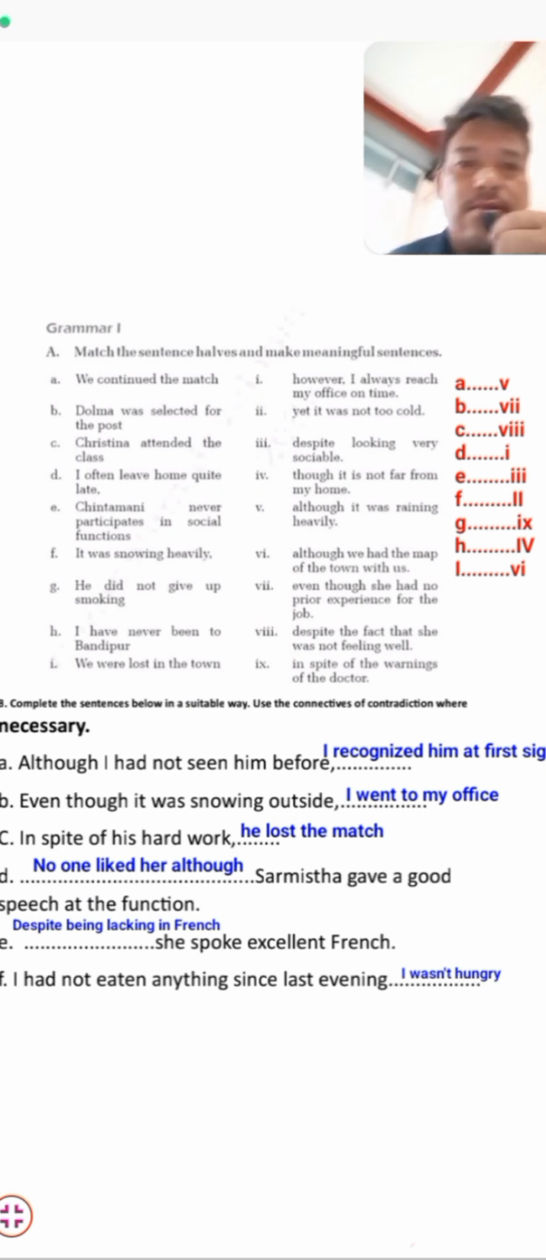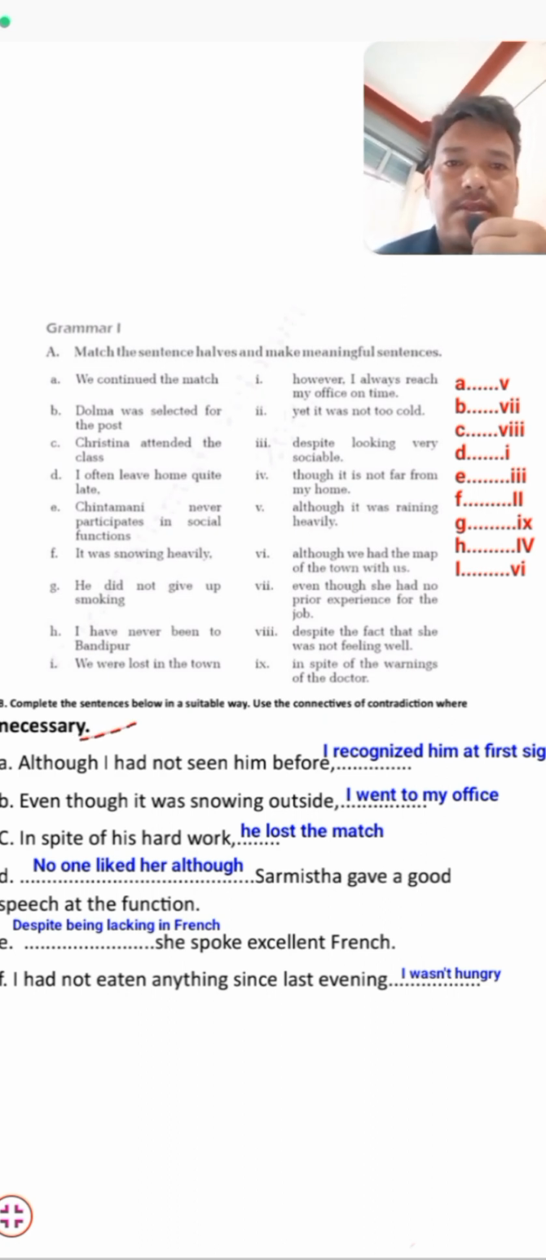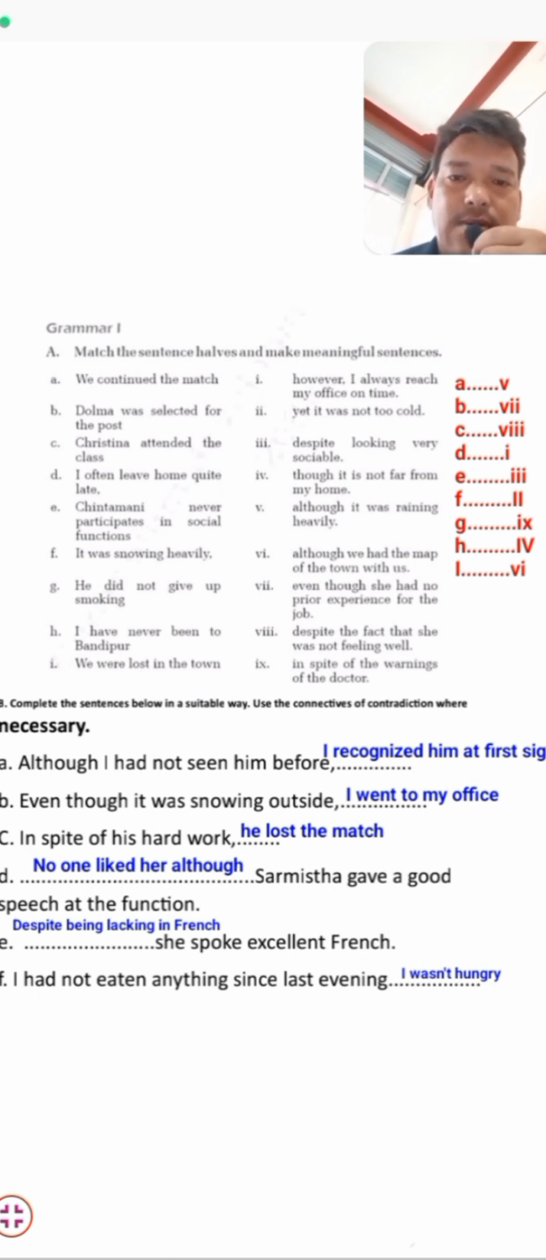So, students, you can write and you can see here, and now we move to the next exercise, B, that is: complete the sentences below in a suitable way. Use the connectives of contradiction where necessary. So here, although and even though are the words which we are going to use to fill in the blanks. Although I had seen him before, I recognized him at first sight. This is unexpected because although I hadn't seen him before, I recognized and identified him at first sight.